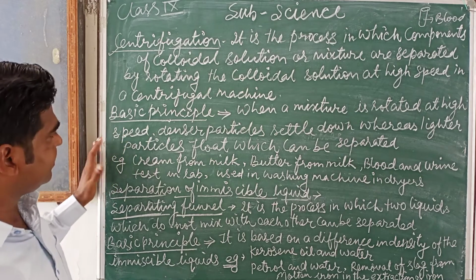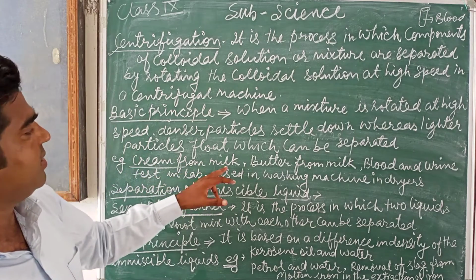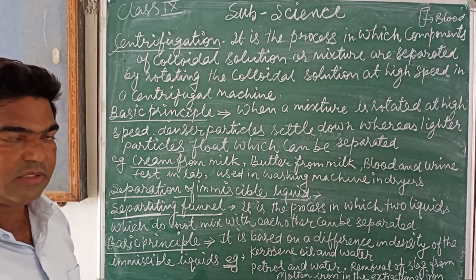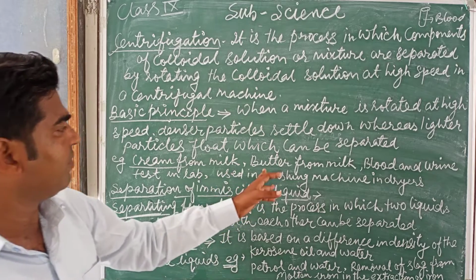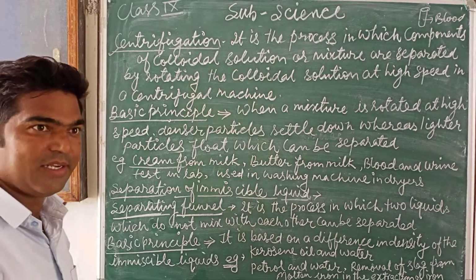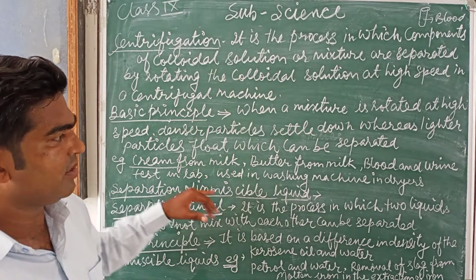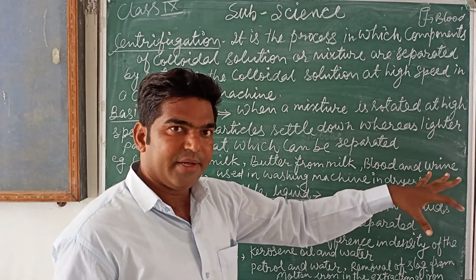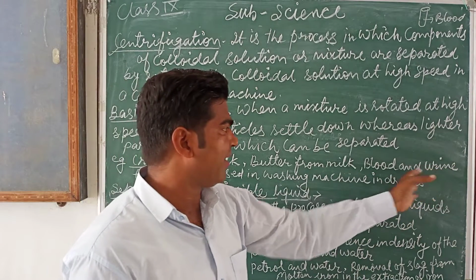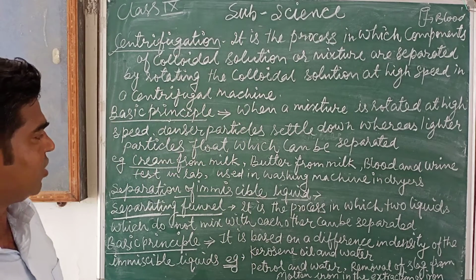Now next one. These are some examples. Cream from milk. If we want to separate cream from milk at home, by the process of churning, we separate the butter from the milk at home. Just you see the ladies in the rural areas. So blood and urine tests in the lab: if you want to separate or find different components or elements from a blood sample or urine sample, that can be done by this centrifugation process.